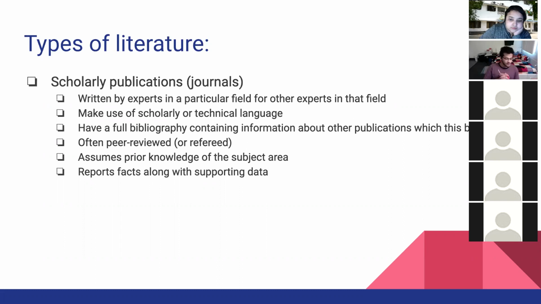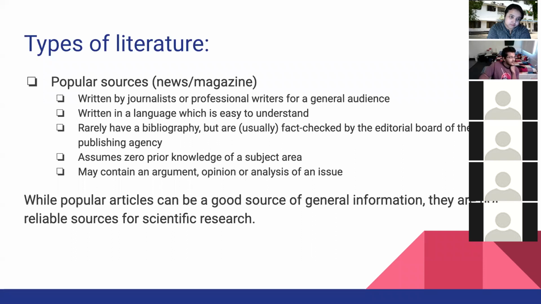And of course, when you're reading a scientific or a scholarly publication, you are expected to have prior knowledge about that field. And the main purpose of a scholarly publication is to report facts with supporting evidence, and that's what it does. Okay. Then there is the other type of literature. So one is scholarly literature, and the other is popular literature.